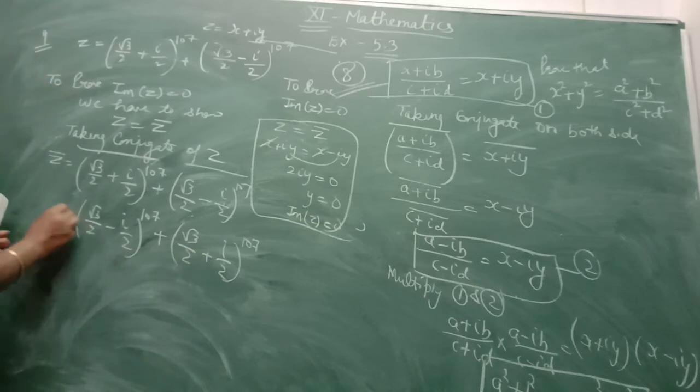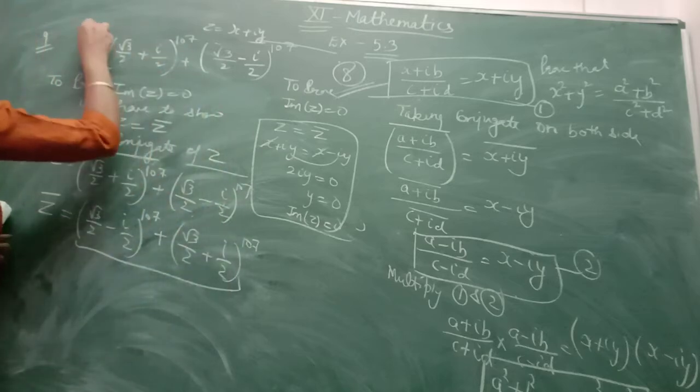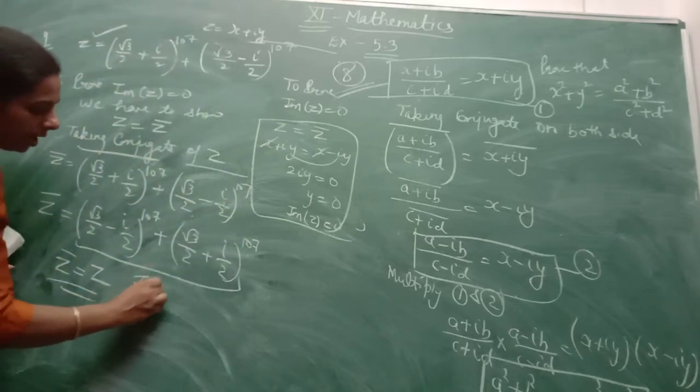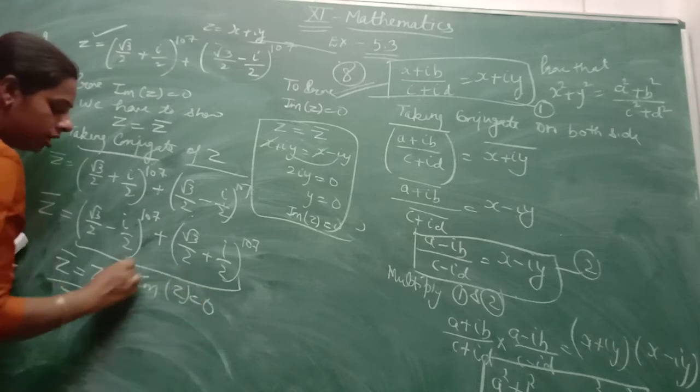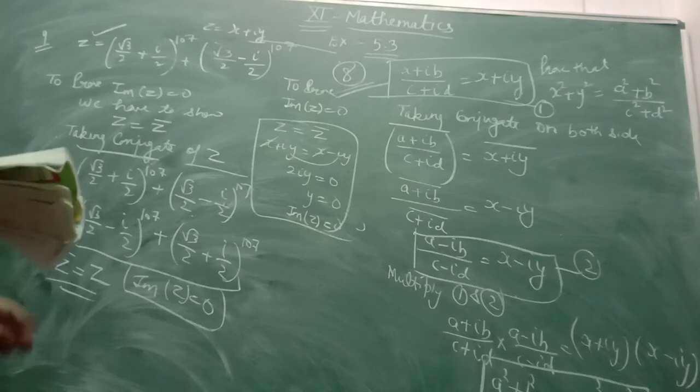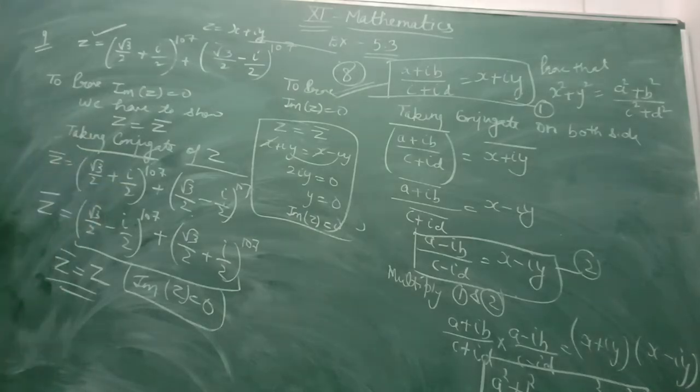As you can see, this is the z conjugate, and this is also the value of z. There is no difference between z conjugate and z. So the imaginary part of z is equal to 0. Here we use the property of conjugate. Okay, now the rest of the question, find the modulus.